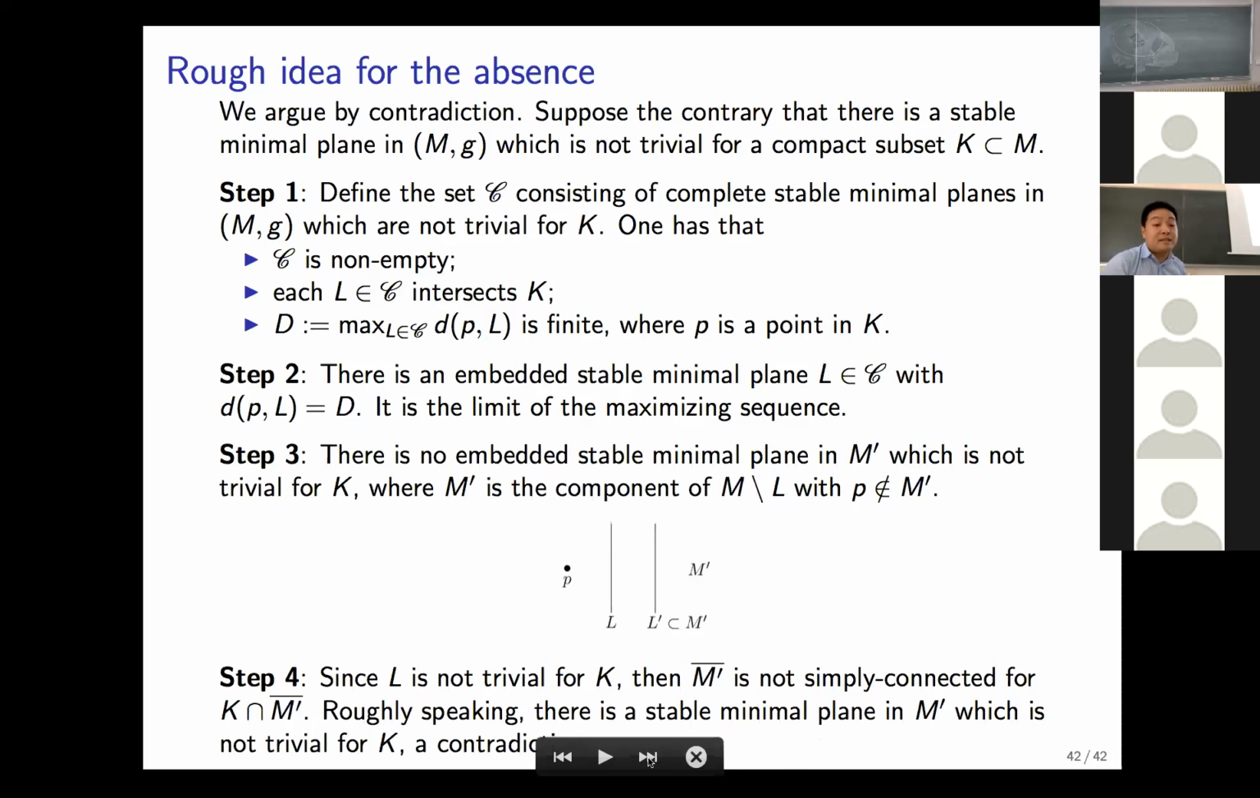But L is not trivial for K. That means the closure of M prime is not simply connected for K intersect the closure of M prime. Roughly speaking, there is a stable minimal plane in the interior of M prime which is not trivial for K. So we get a contradiction. We finish the proof of the results.